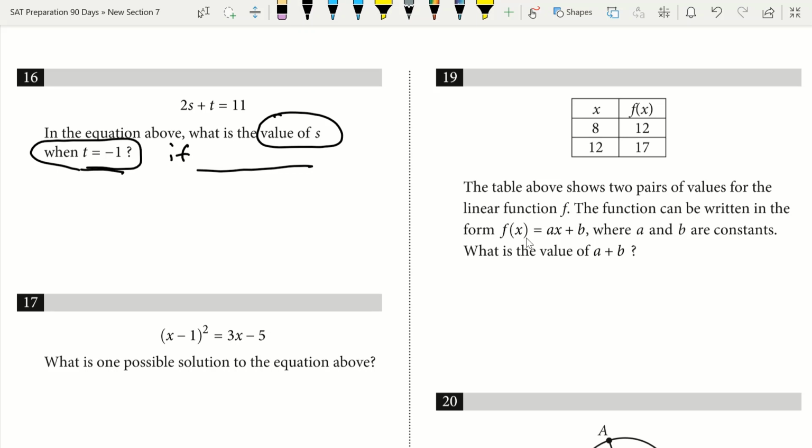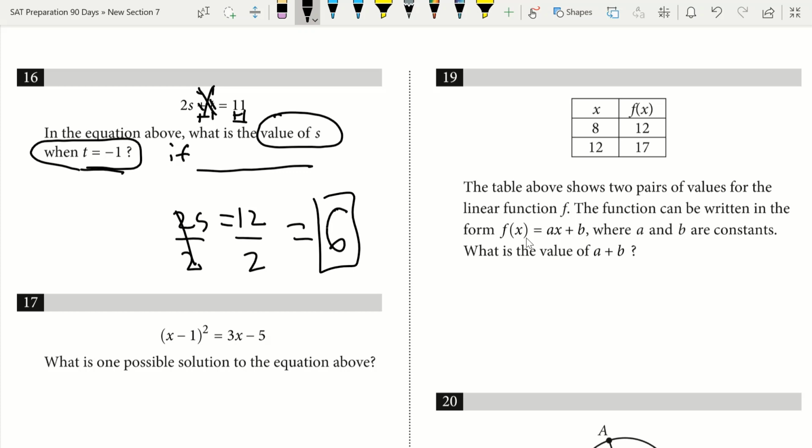In this case, I go ahead and plug in my -1 for t. So I'll have plus -1, which is just going to be -1. Then I'll add 1 to each side to get rid of it. Now I have 11 plus 1, that's going to give me 12. I have 12 equals 2s. Now I divide each side by 2. To solve for s, I see s equals 12 over 2, which is 6. So my answer for 16 is going to be 6. In this case, there are no answer choices, so we're just filling in a bubble. So we'd fill in the bubble for 6.